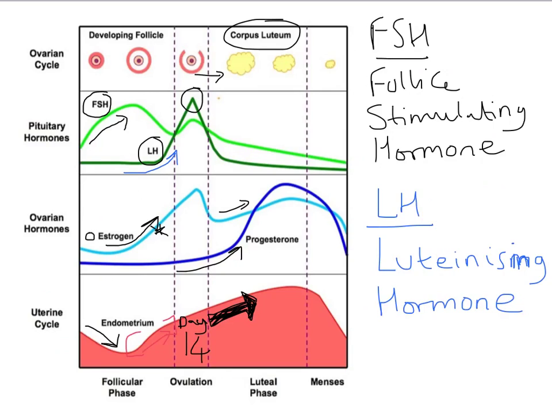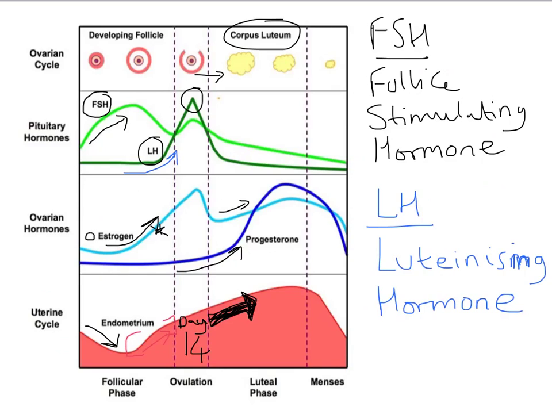Now, obviously, if that egg meets a sperm, you get fertilisation. That zygote, that early fertilised cell, will start to embed or implant into the uterus lining that's now thick, essentially, and a baby can develop, ultimately. But in this diagram, in this menstrual cycle, we're going to imagine if the implantation does not occur, so the egg, let's say, does not get fertilised.